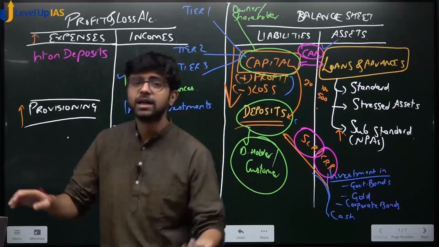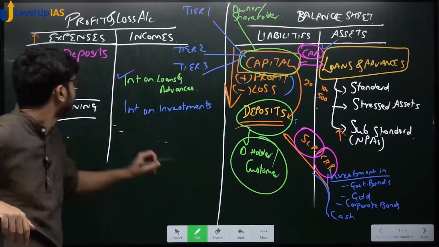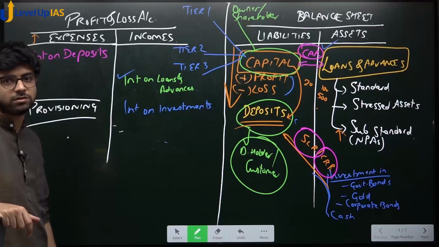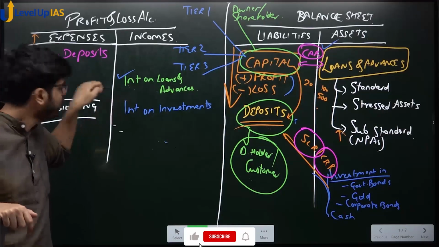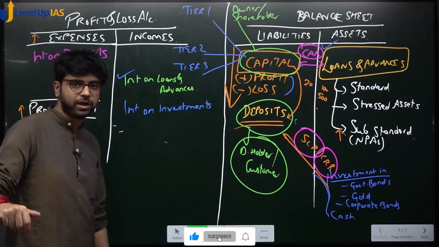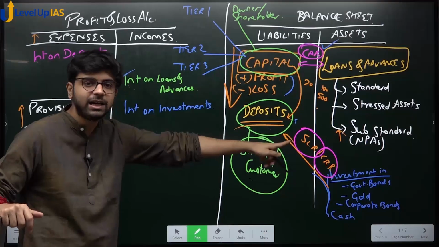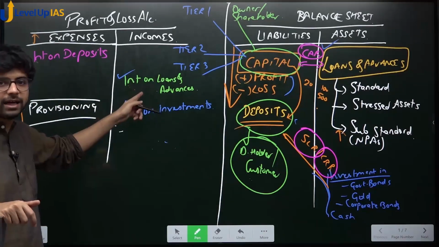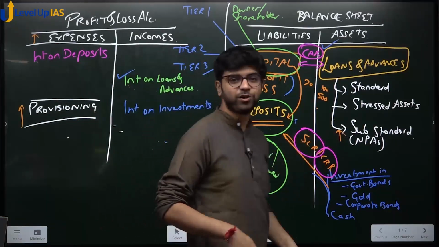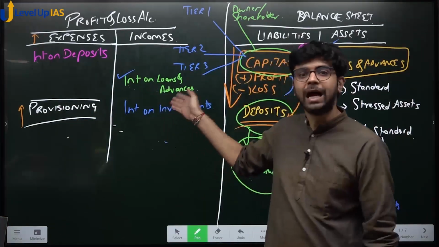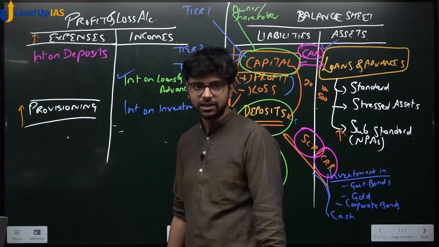Now, the moment classification is done, do you think you should stop recording this or not? Because you are not receiving this. How will you record this? Okay? The first step is to classify it correctly. Second step is to stop recognizing this, because this is not your income anymore. This is not your asset anymore. This is not your income anymore. You cannot show that you are getting interest when in reality you are not getting any interest. Are you understanding?